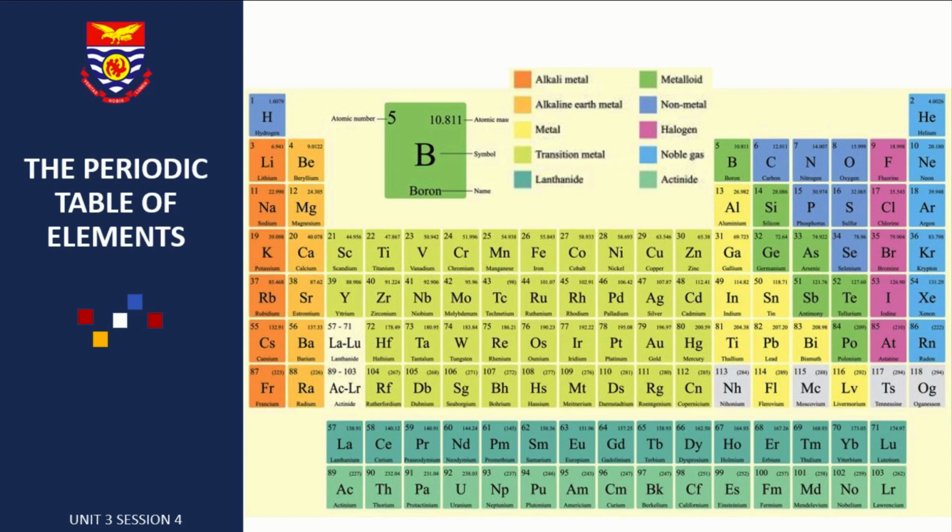There are 7 horizontal periods in the periodic table. The period number is the number of occupied energy shells in the atom of the element. So if an element has 3 valence electrons, it will be placed in group 3, right? And if it has 4 occupied energy shells, it will be in period 4.